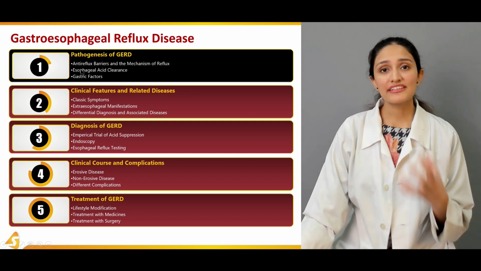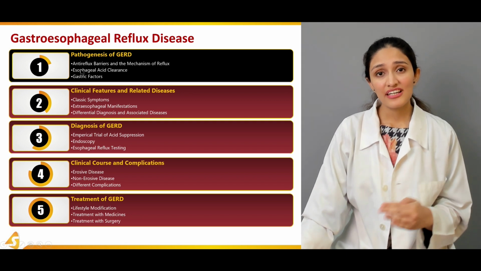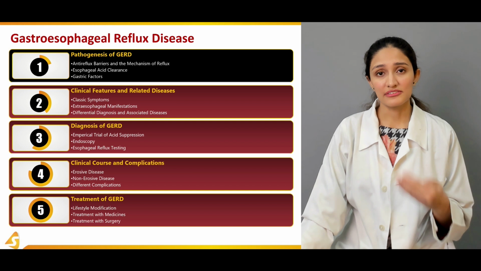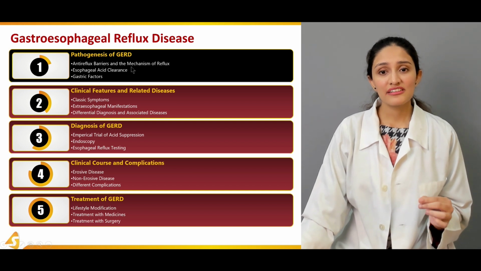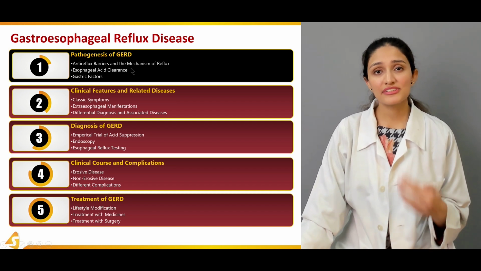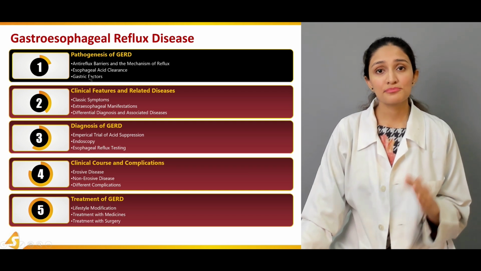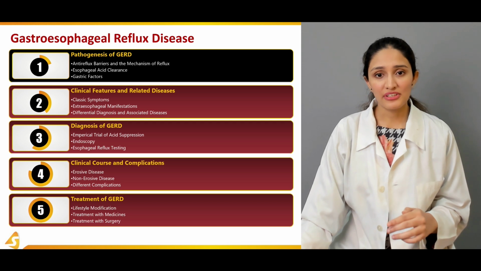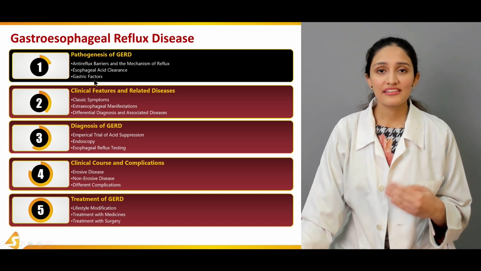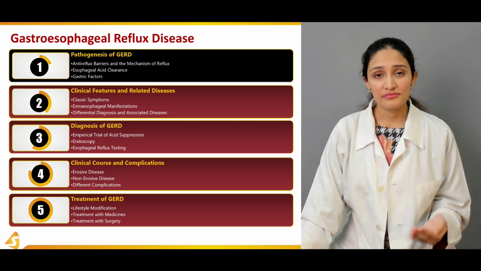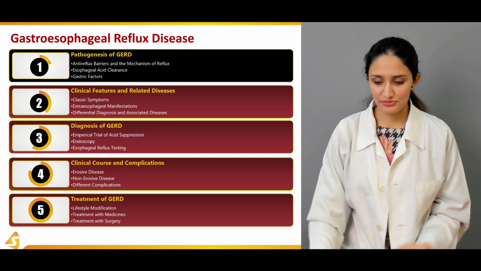We'll be studying the anti-reflux barriers that prevent reflux from occurring, and the mechanism of reflux, that is, how reflux really occurs. And then the esophageal acid clearance, which is important for reflux not to occur, and the gastric factors that help in producing reflux in an individual.